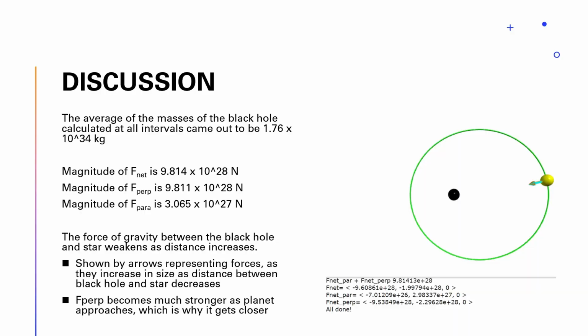So, ultimately, for part 1, the average of the masses of the black hole at all intervals came out to be 1.76 times 10 to the 34, and the magnitude of Fnet was 9.814 times 10 to the 28 newtons. If you're curious, you can see in the bottom right the vector for that value. And then the magnitude of F perp was 9.811 times 10 to the 28 newtons, and the magnitude of F parallel was 3.065 times 10 to the 27 newtons.